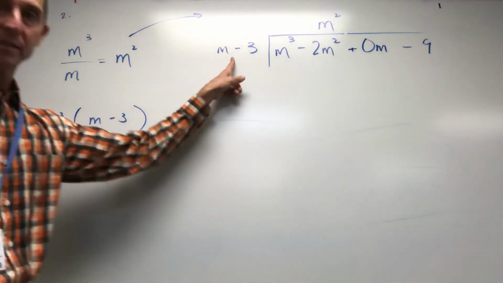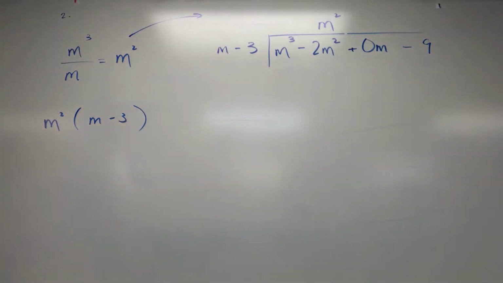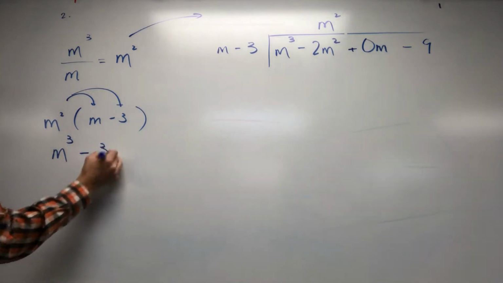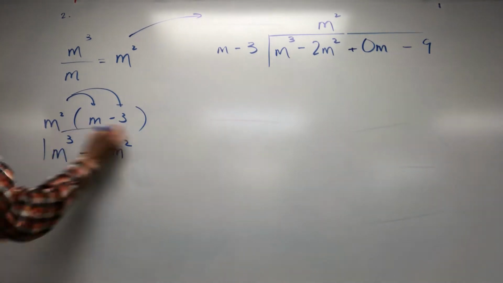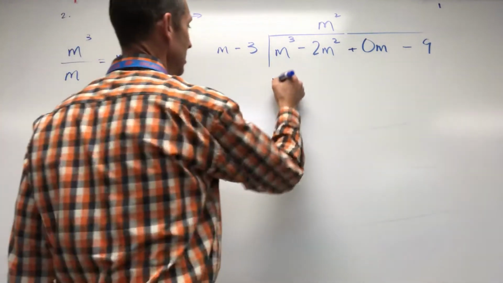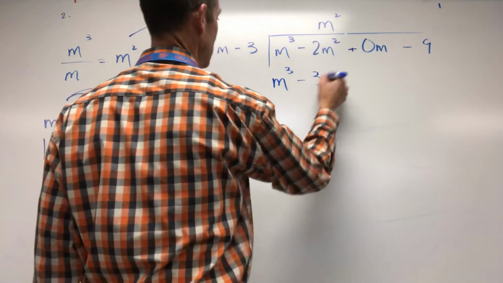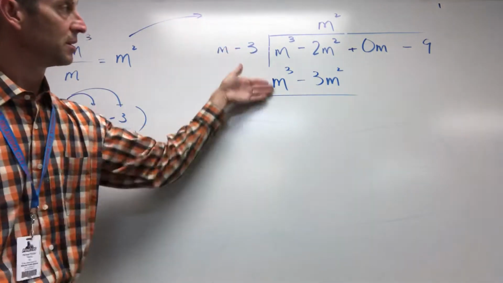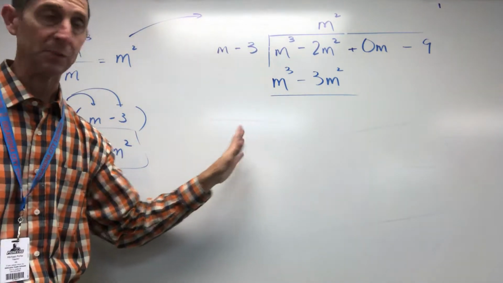It has to multiply times the divisor. We remember how this works. Hit it, hit it. m to the third minus 3m squared. So you built this. We're going to slide it in underneath. m to the third minus 3m squared. And we did it right. This and this are exactly the same. They cancel out. That's what we want.